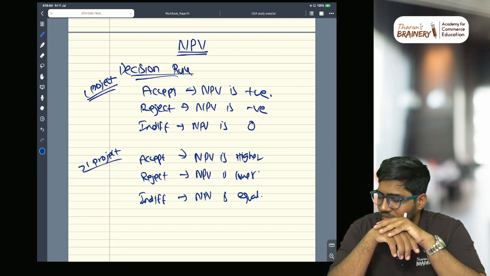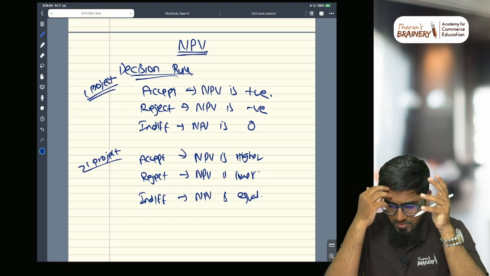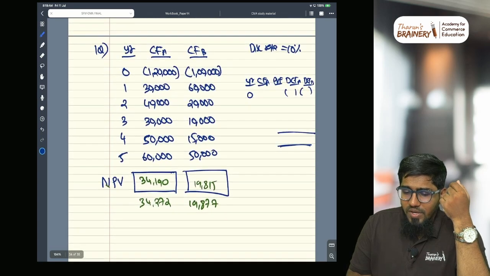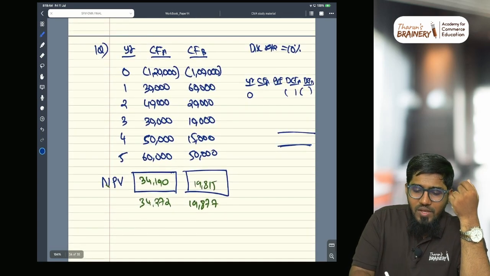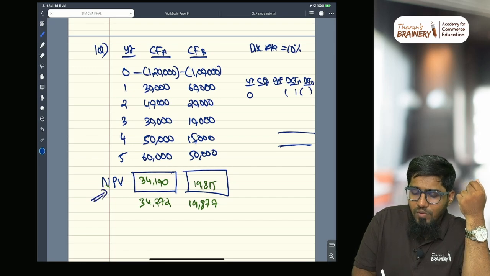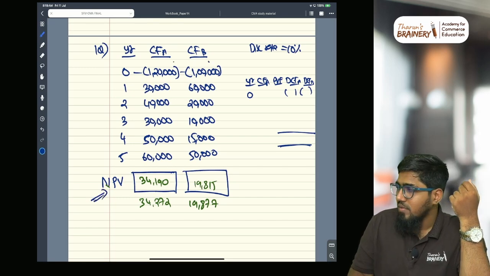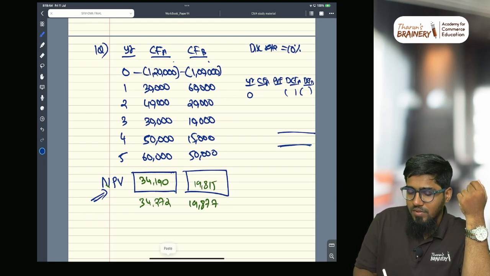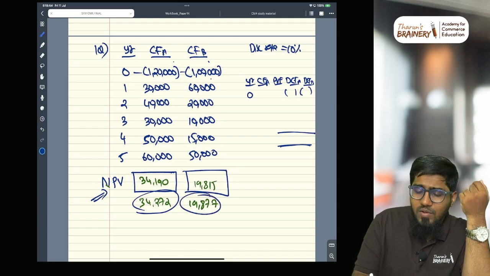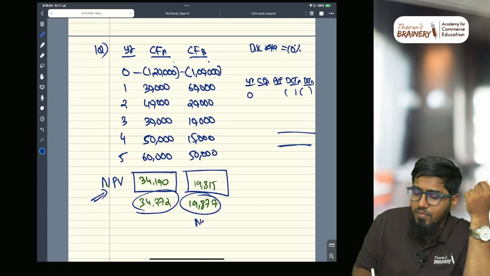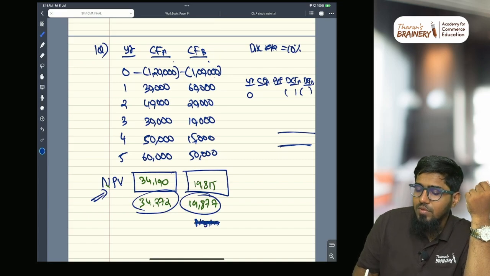What if the initial cash flow is different? Even if the initial cash flow is different, you have considered it in the NPV calculation, right? Your NPV calculation has the initial cash flow impact, so there is no problem. Even if the initial cash flows are different, your NPV captures the impact. Had the initial cash flow here also been 1,20,000, this becomes 20,000 less and this becomes negative.